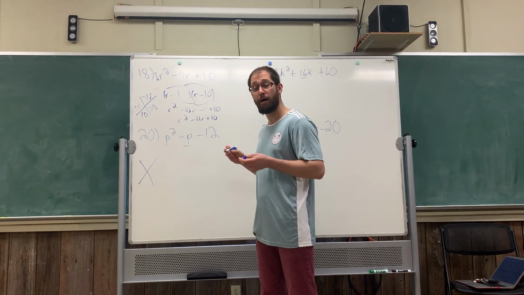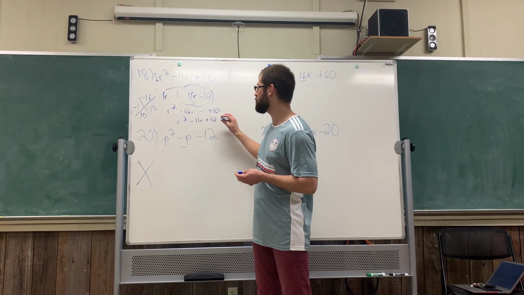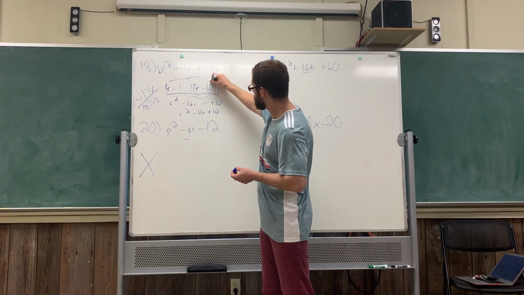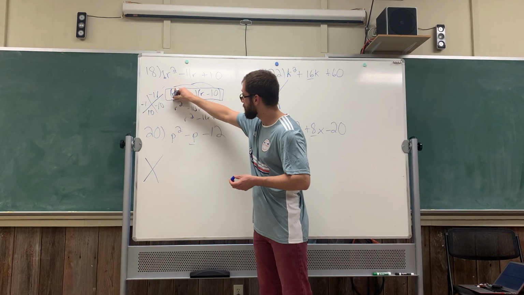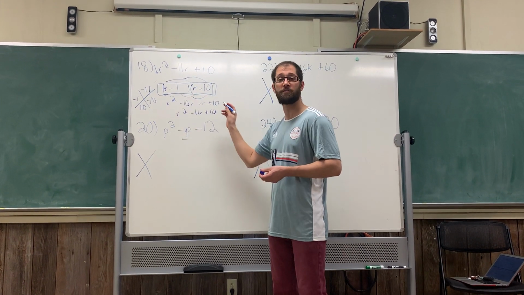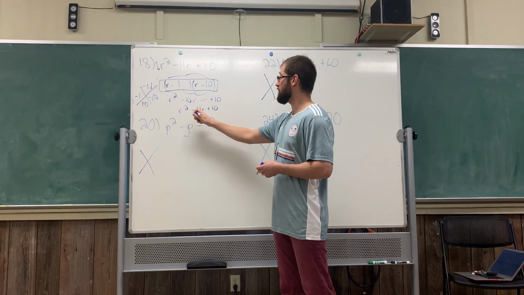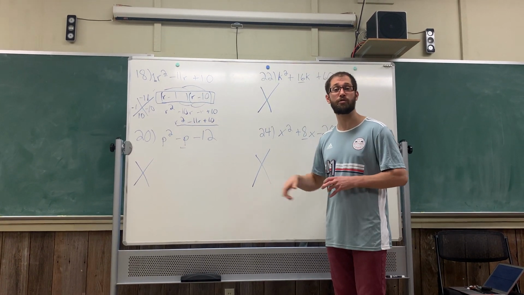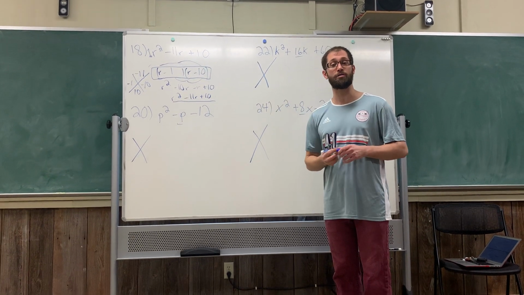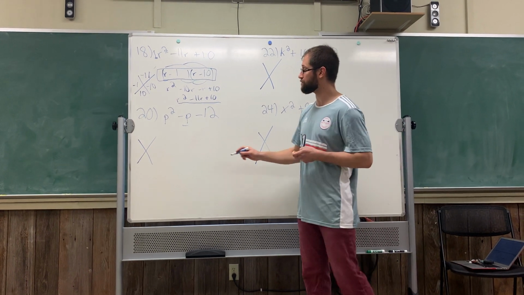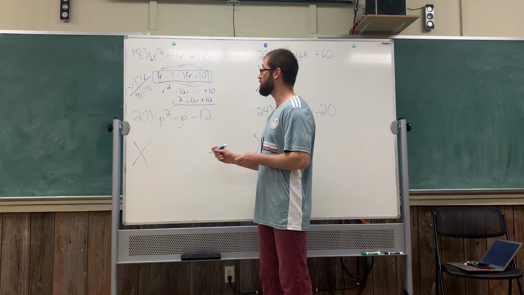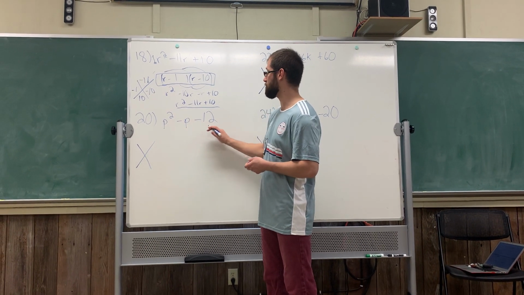On these problems right here, when you do this on paper, I want you to circle your factored form, and I want you to redistribute it and just show me that you got the answer right and underline it. So we're going to move on to the next one. P squared minus P minus 12.